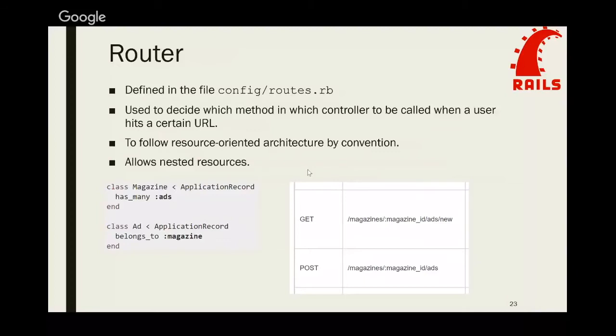So naturally, according to the RESTful API, the RESTful interface and the resource-oriented architecture, the convention is that your URL, when you try to visit some advertisements, the first part should be magazines, then magazine ID, then advertisements. Let's talk about this one first. If I just want to add a new advertisement to one existing magazine.